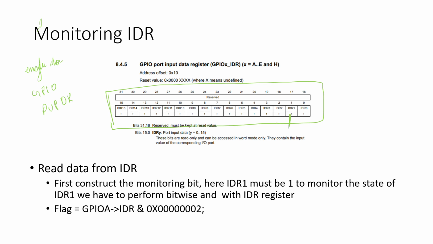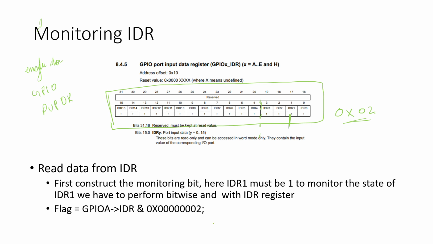In order to monitor that, as a rule of thumb, whatever pins you want to monitor, you keep them as 1, and the remaining pins you keep as 0, and generate a hexadecimal equivalent of this IDR. In my case, it will be 0x02, because only this bit will be 1 and all the remaining will be zeros.